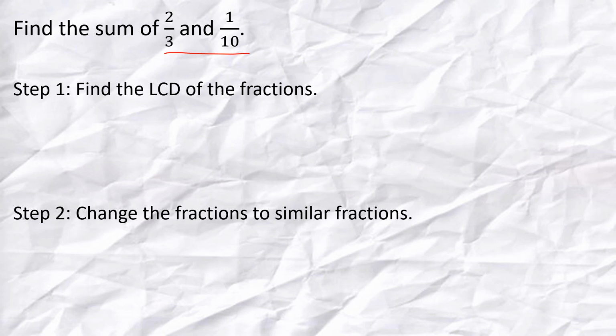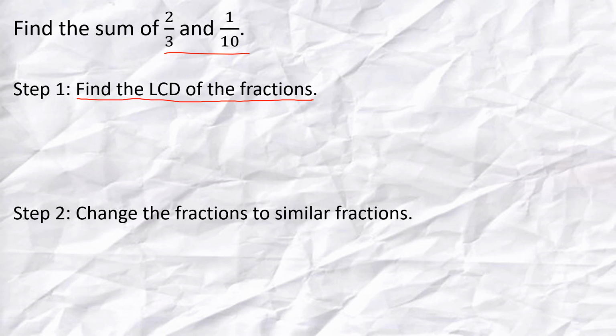So if you notice, these two fractions are dissimilar fractions, meaning their denominators are not the same. This is 2/3 and this is 1 over 10. To solve this kind of problem, we have to follow some steps so that we can solve it easily. Step 1 is find the LCD of the fractions. When we say LCD, this is the least common denominator.